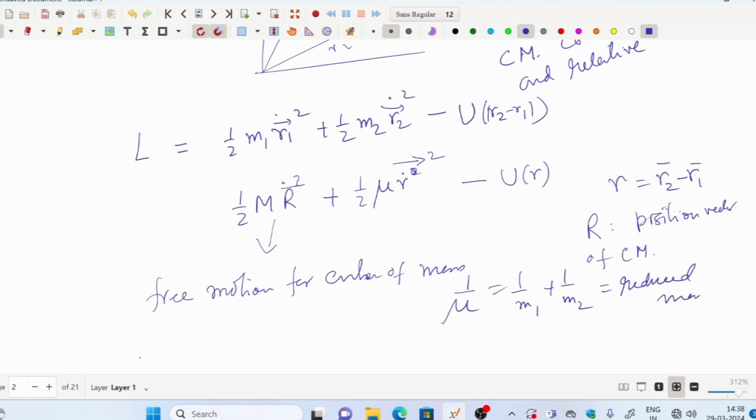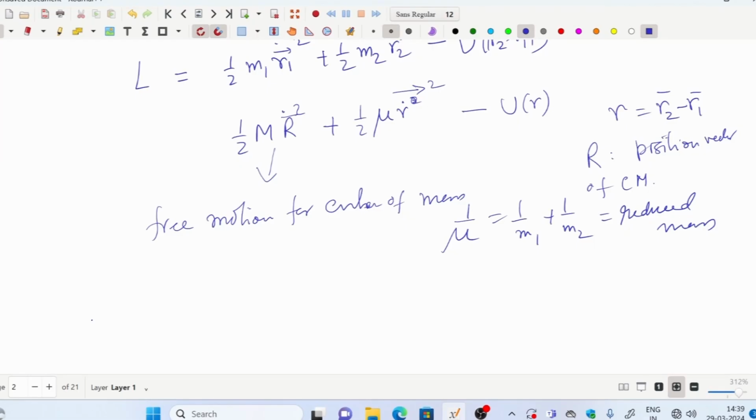So, effectively what we gain is that the two body problem has 6 degrees of freedom, and we reduced it to 3 degrees of freedom. In that, a particle having the reduced mass of the system moves in a potential which depends only on the relative position. So, the whole two body problem now boils down to an effective one body problem. This we learned in the last class.